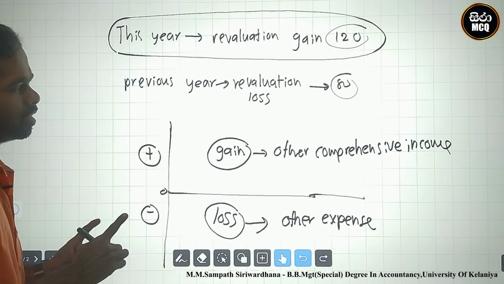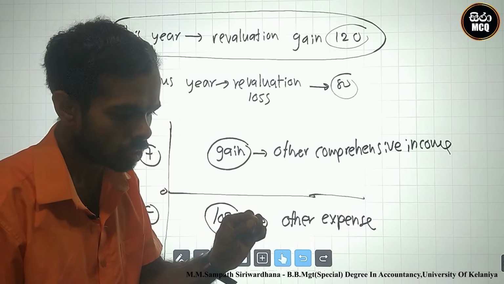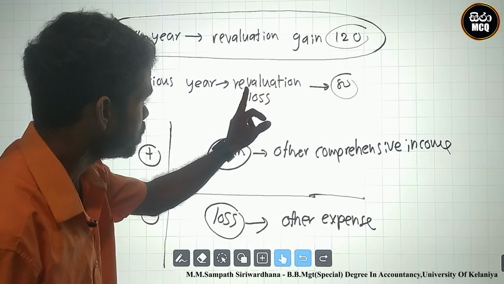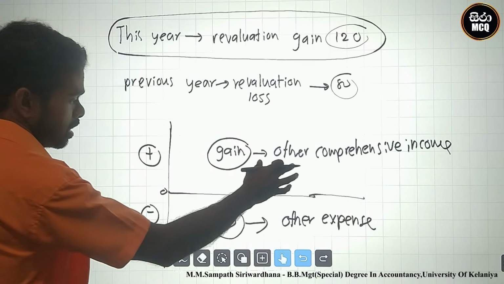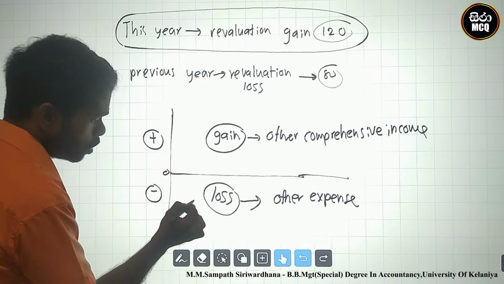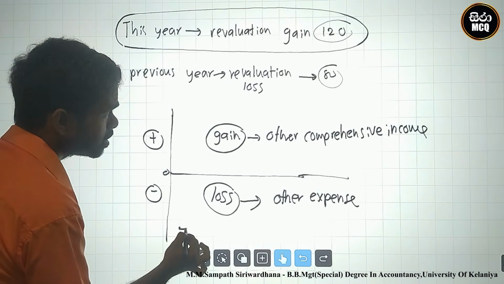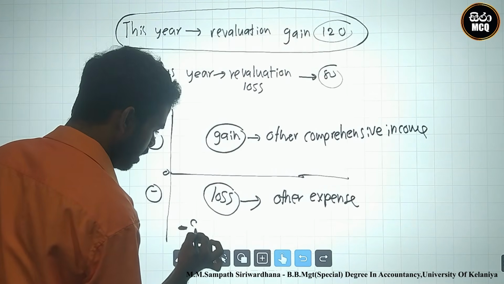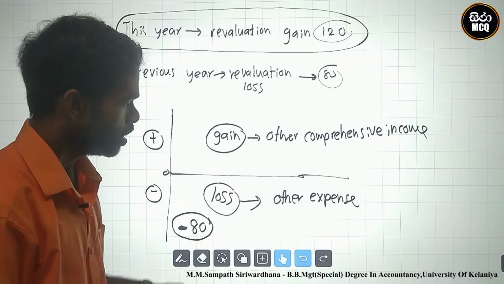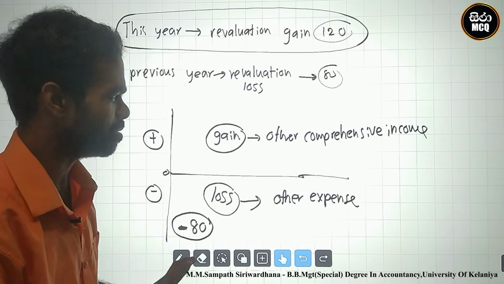Firstly, we must record the previous year. We must identify the location of the current situation. Current situation means previous situation. What is the previous situation? Revaluation loss. This is a revaluation loss. Loss means this area in the previous year. This is the minus 80 area. This is the current location. In that time, this is the previous situation.